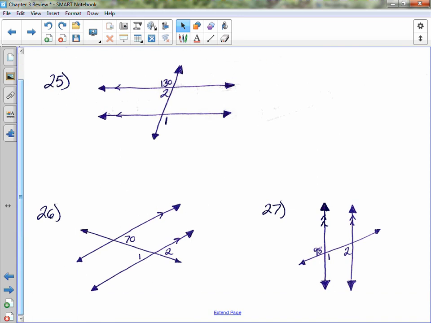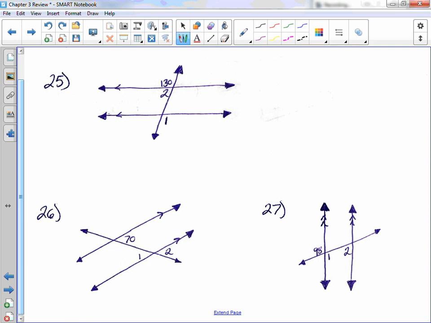25, 26, or 27, is there one of those that we want to look at specifically? Right, they're all really the same thing, because what we're going to be using for these, really 25 through 29, I believe, on that page, is vertical angles, linear pairs, and then alternate interior, alternate exterior, corresponding, consecutive interior, all of these angle properties to find the measures.